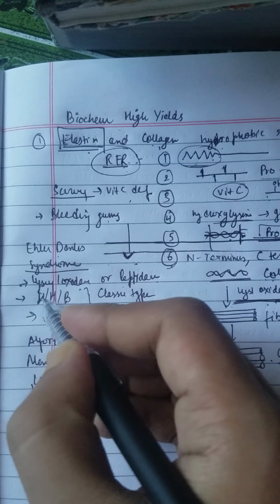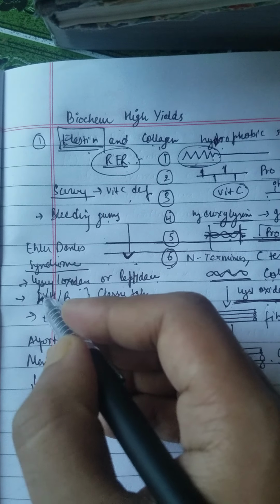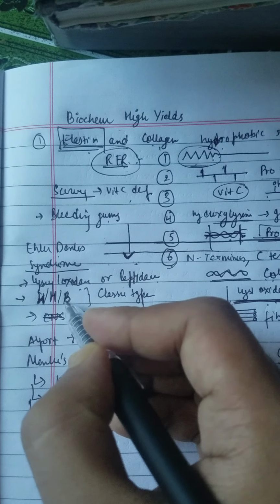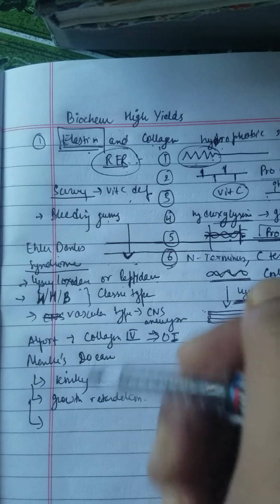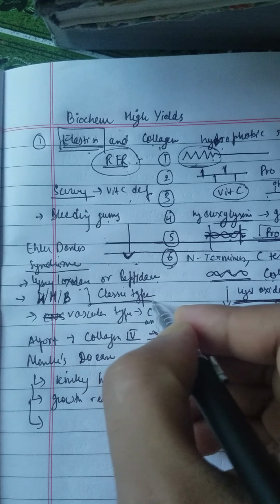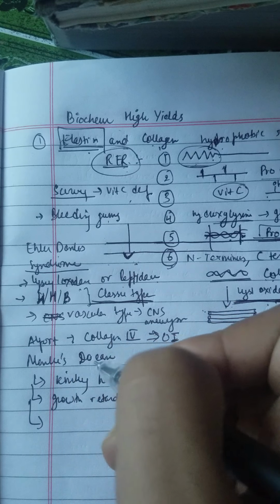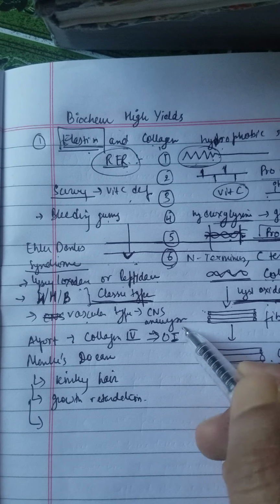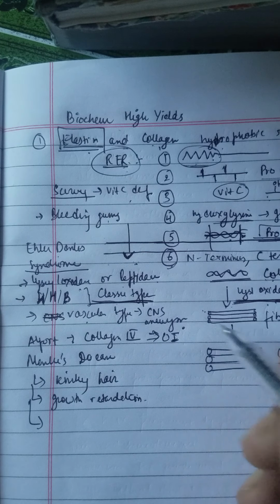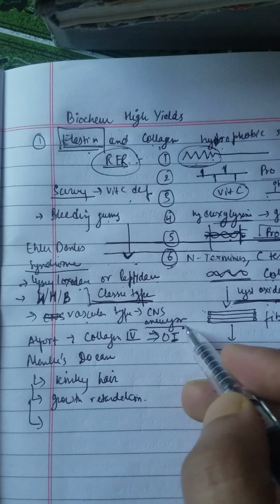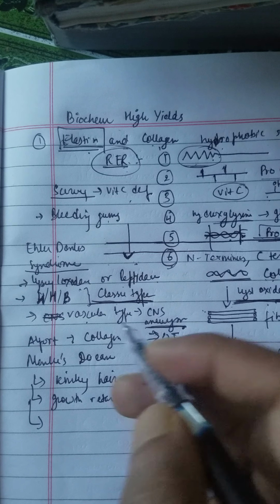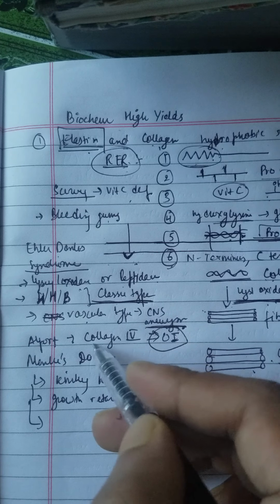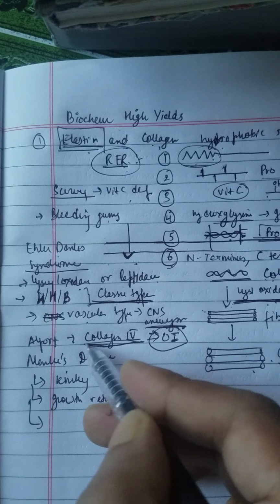There will be hyperelastic skin, hypermobile joints, and easy bruising of the tissues, which is often categorized as classical type. In case of vascular type, we have CNS aneurysm, where blood vessels are not elastic enough and undergo aneurysm. And another disease is Alport, which is similar to osteogenesis imperfecta. So there is a collagen 4 defect.